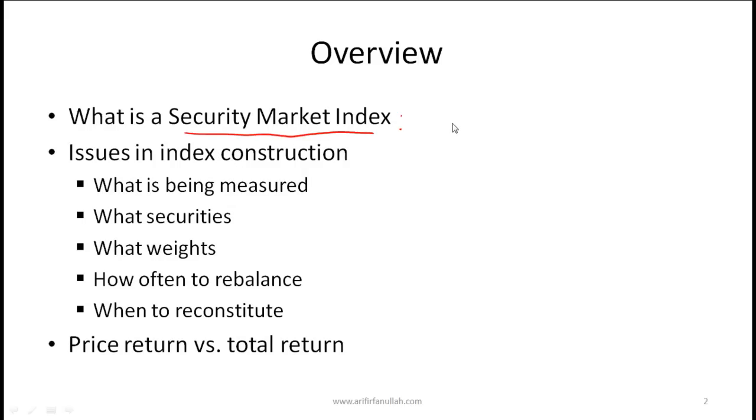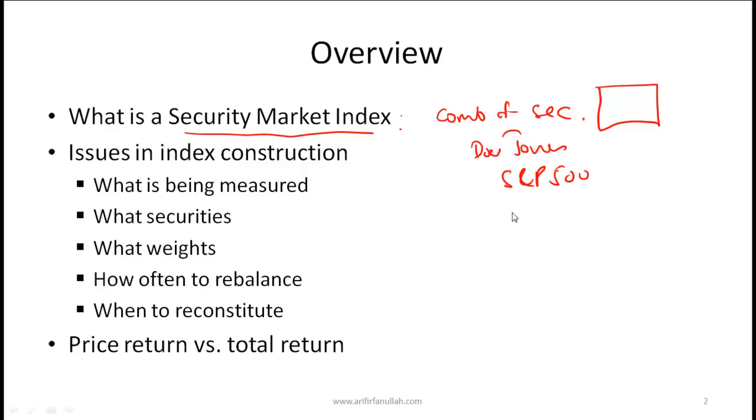Essentially, a security market index is a combination or a collection of securities that effectively represent a given market or a given segment within a market. Some of the most well-known indices in the world are the Dow Jones Industrial Average, the S&P 500 Index, the Nasdaq Index. So these are some of the best known indices in the US.